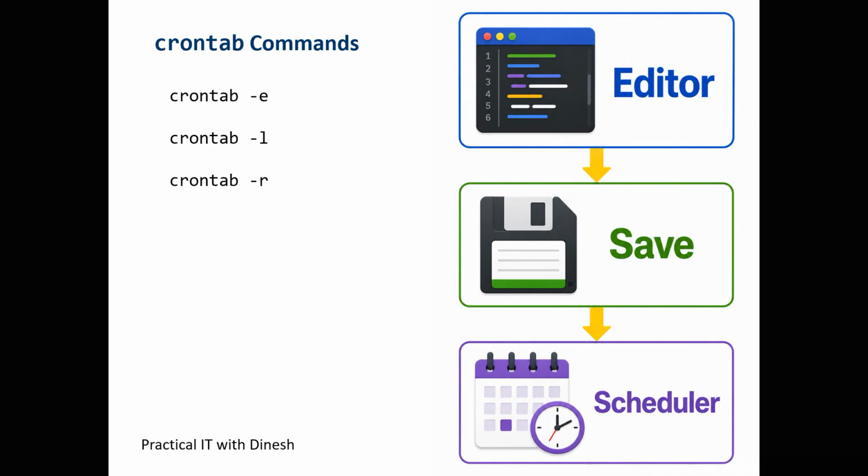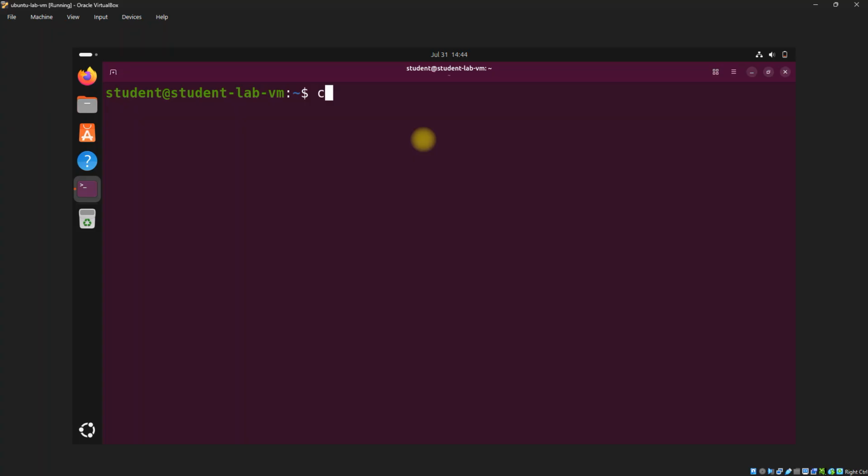These are three commands you will use most often. crontab -e opens your personal cron schedule for editing. crontab -l lists all configured jobs. And crontab -r removes them. Be careful with the -r option because it deletes your entire crontab.